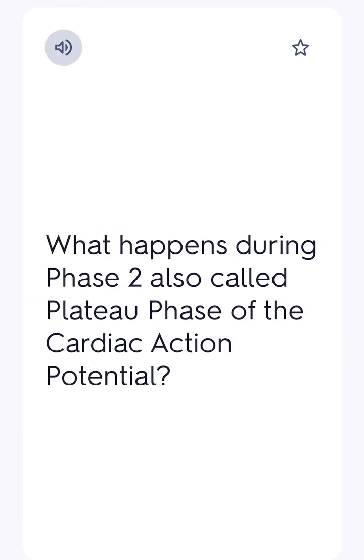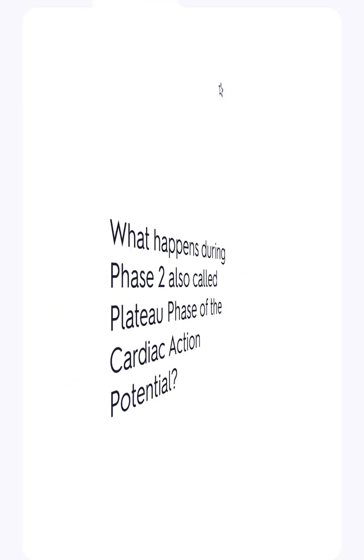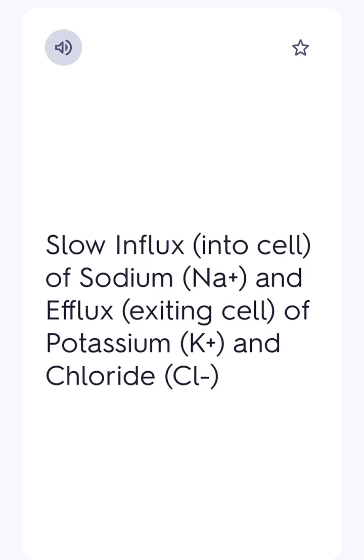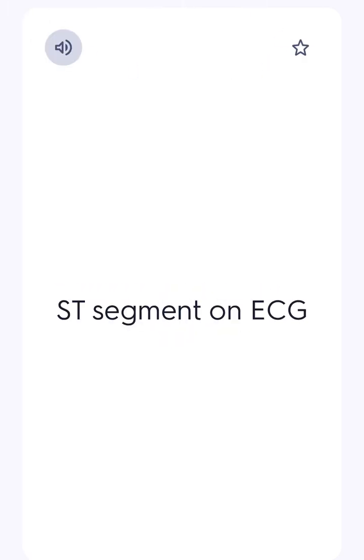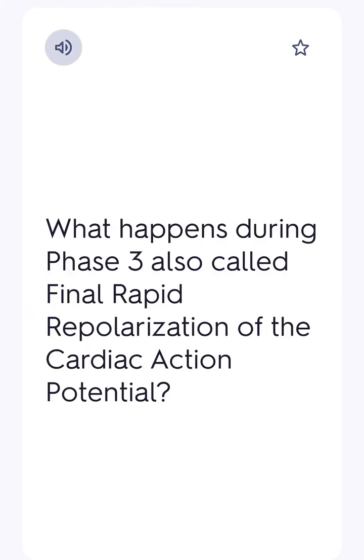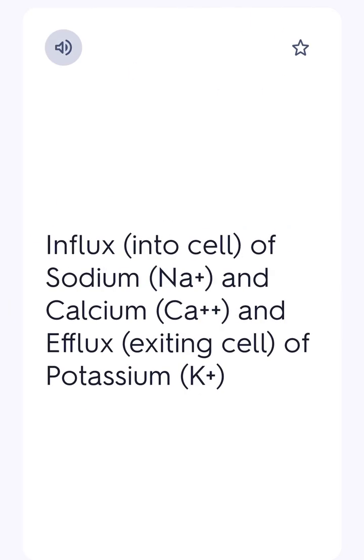What happens during phase 2, also called plateau phase, of the cardiac action potential? Slow influx of sodium and efflux of potassium and chloride. What does phase 2 correspond to? ST segment on ECG. What happens during phase 3, also called final rapid repolarization, of the cardiac action potential? Influx of sodium and calcium and efflux of potassium.